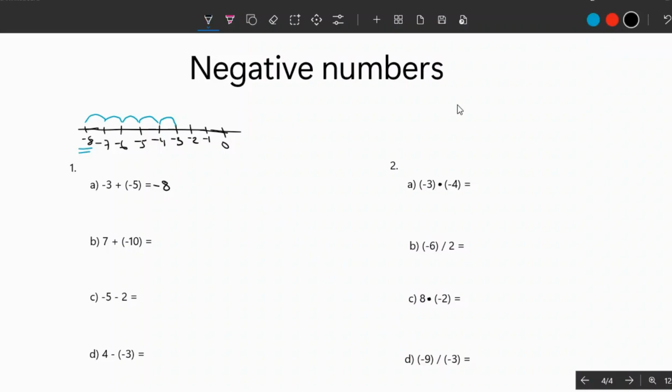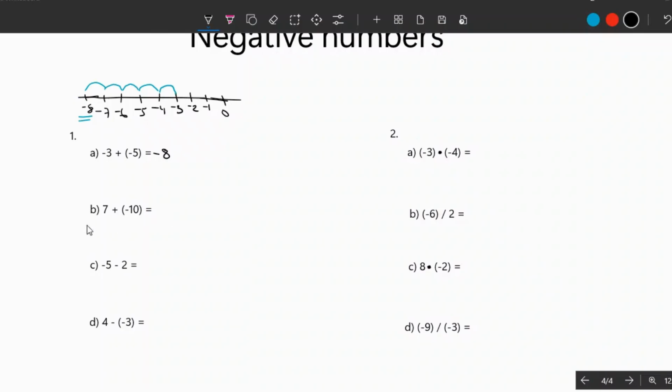If we move on to the next question, we have a positive number and we're adding a negative number. So subtract the smaller from the larger and keep the sign of the larger. Which one is the larger one? -10 is the larger one, so the answer should be negative. If we subtract the smaller from the larger, we have 7, and we take away 10, then we will get -3.